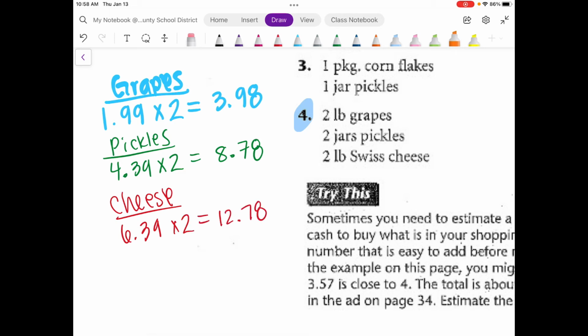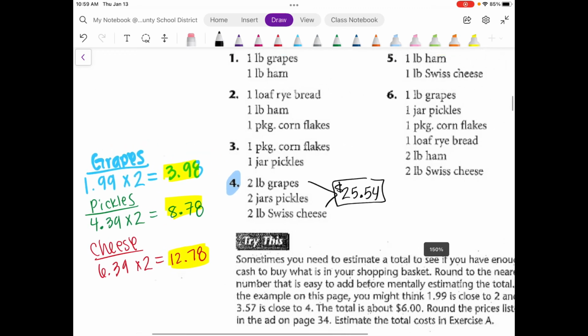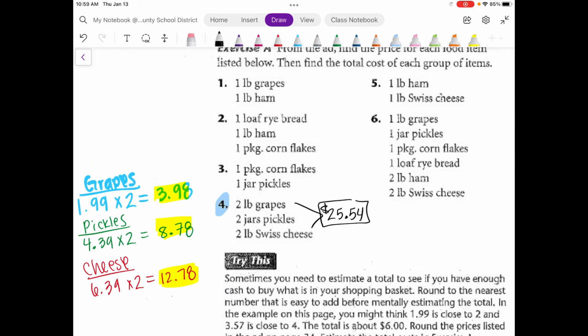So then to get my total for all of these items, I'm going to add those all up. So adding those up, my total is $25.54. So be careful when you're doing the multiplication. Please show your work, because that's how you're going to get credit for these on your process grade. So you're going to do the other 5 problems on this page.